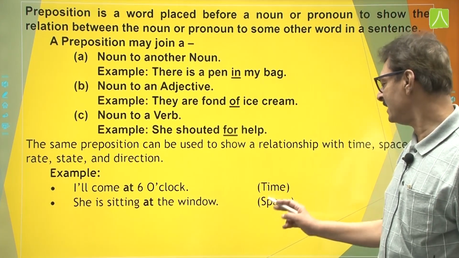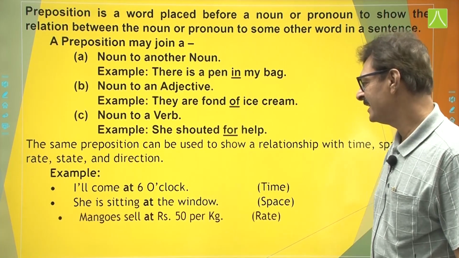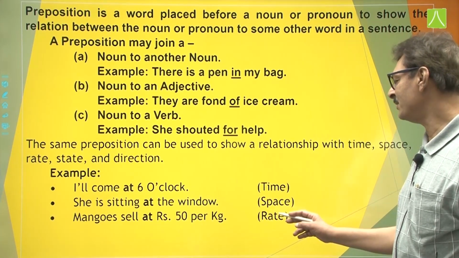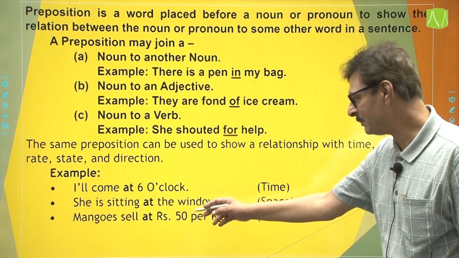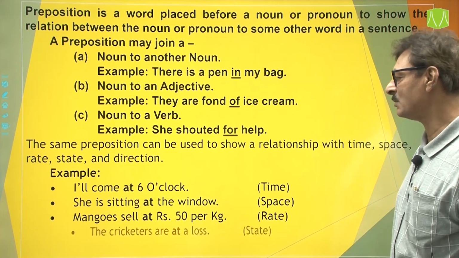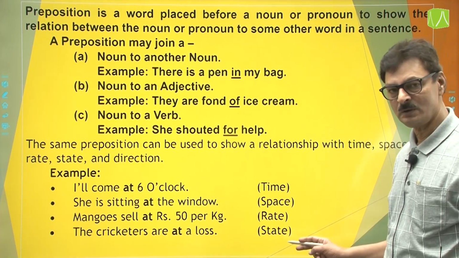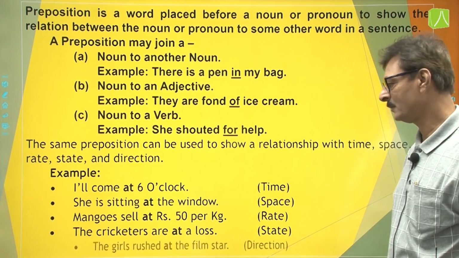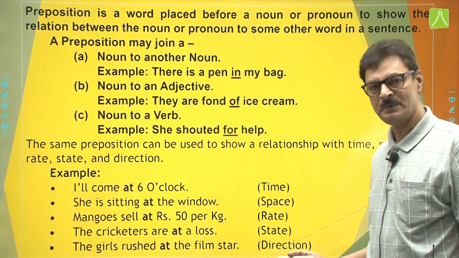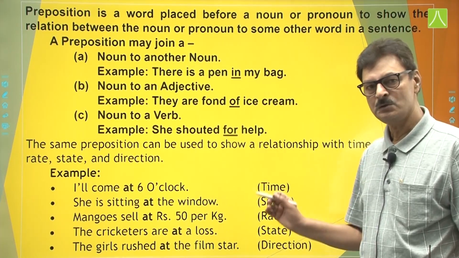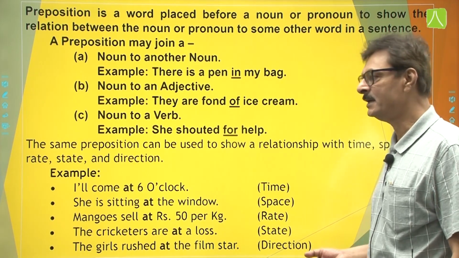She is sitting at the window. This is showing the preposition of space. Mangoes sell at rupees 50 per kg. This is talking about the rate. The same preposition can be used in various ways. The cricketers are at a loss. This talks about the state. And the girls rushed at the film star. This shows the preposition of direction. So the same preposition can be used for different states and actions.